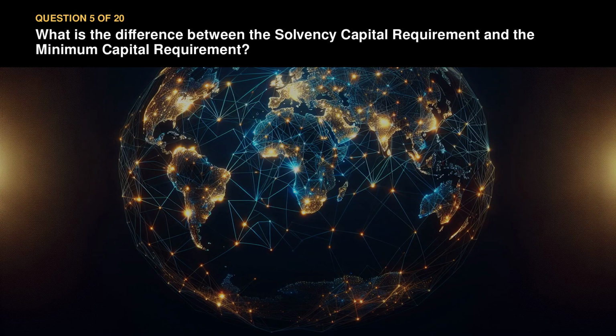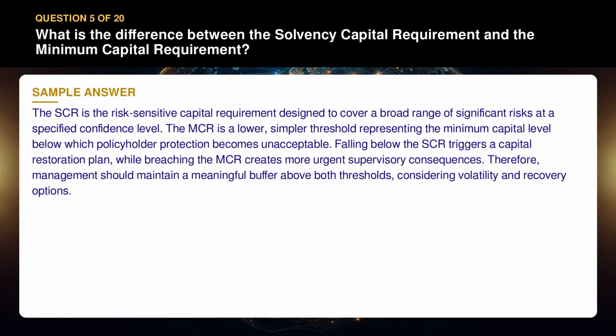Question 5. What is the difference between the Solvency Capital Requirement and the Minimum Capital Requirement? The SCR is the risk-sensitive capital requirement designed to cover a broad range of significant risks at a specified confidence level. The MCR is a lower, simpler threshold representing the minimum capital level below which policyholder protection becomes unacceptable. Falling below the SCR triggers a capital restoration plan, while breaching the MCR creates more urgent supervisory consequences.